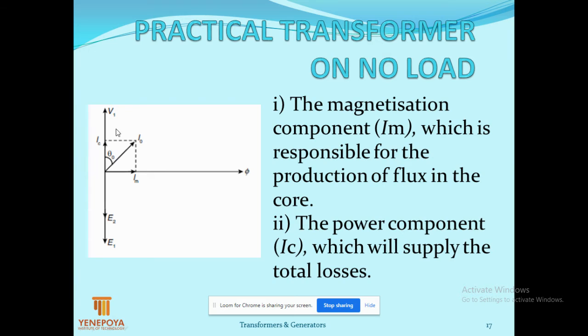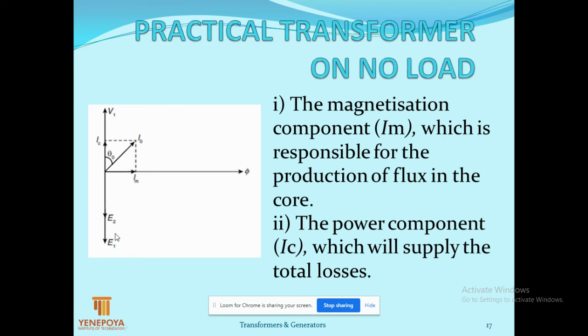As you know, V1 is the input voltage and E1 is the EMF induced in the primary winding. As per Lenz's law, the induced EMF opposes the cause for it, that is, V1 is always equal to minus E1. V1 is marked here in this direction. Then you mark E1 in the opposite direction, that is 180 degrees phase. Always V1 and E1 are 180 degrees out of phase. Here you can write minus E1.